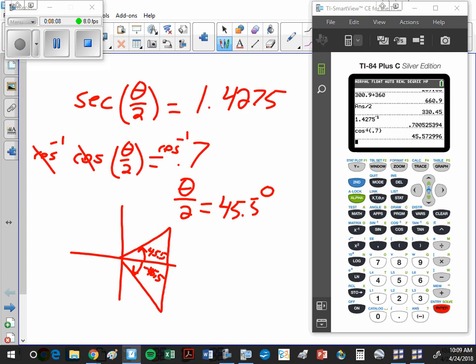Does everybody get that? So I'm going to times this by 2, and I get 91. Okay, is 91 in the possible domain? Yes. Okay, if I took negative 45.5 and times it by 2, I would get negative 91. Is that inside the domain? No. Has to be from 0 to 360. That's what the problem says. So what is this angle?